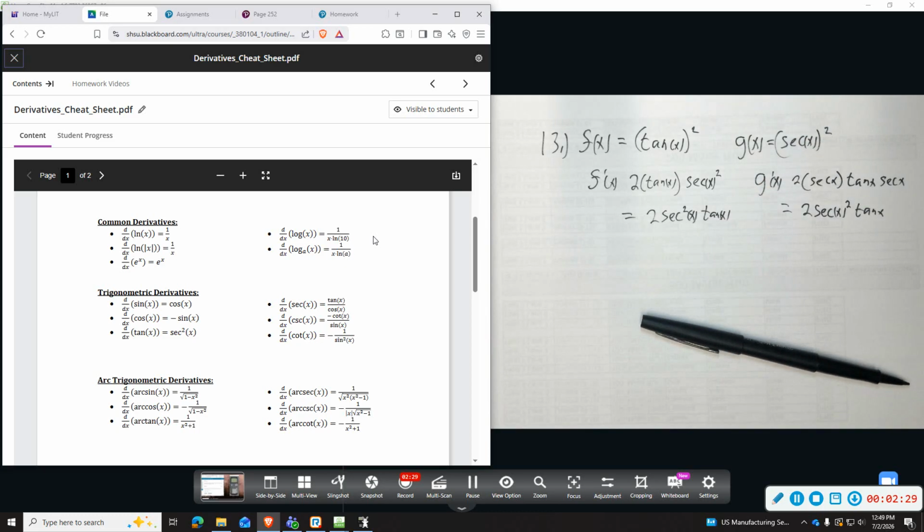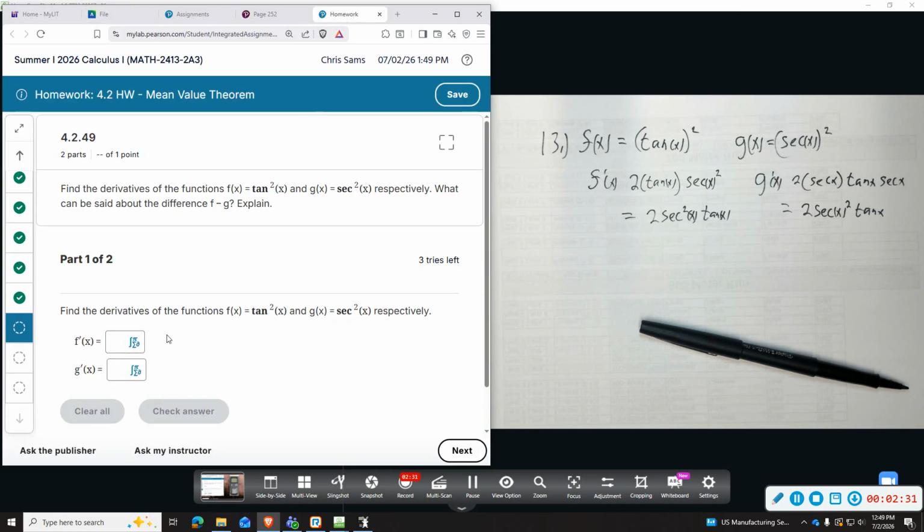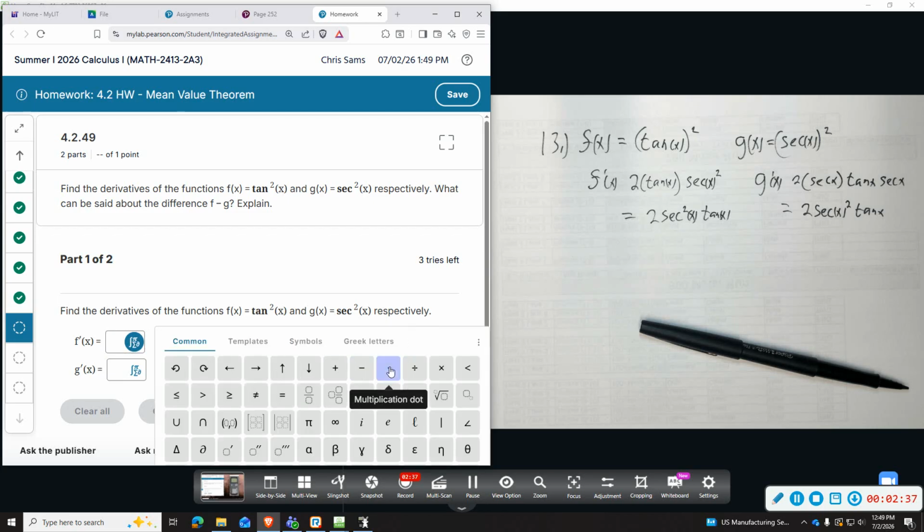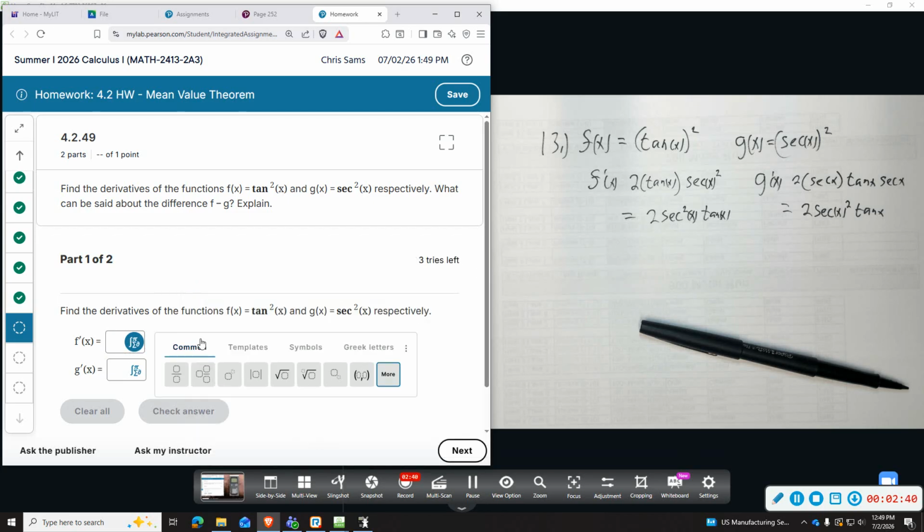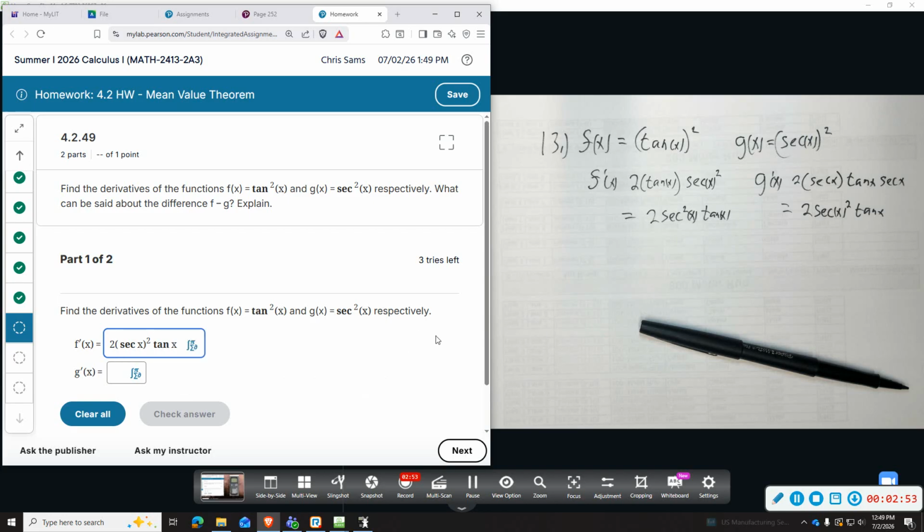Alright, so we get the exact same derivatives, exact same functions when we do derivatives of both. Do they show the trig functions here? No, they do not. Alright, so we're just going to type it 2 secant x squared tan x. I'll move that out of the way. Alright, and then here we get the same thing. We get 2 secant x squared. The computer input has to put the square on the outside. It doesn't do it on the inside. Tan x.